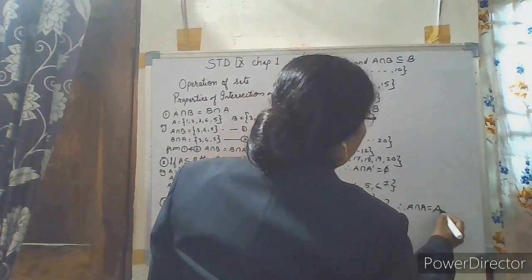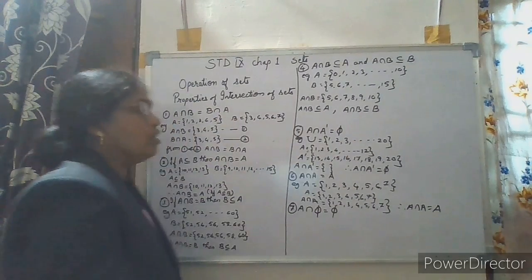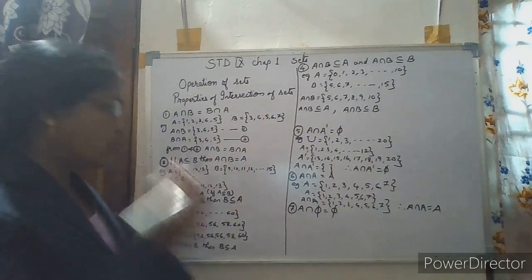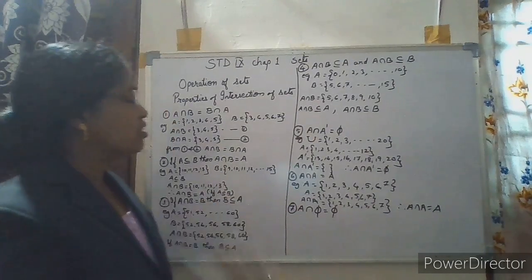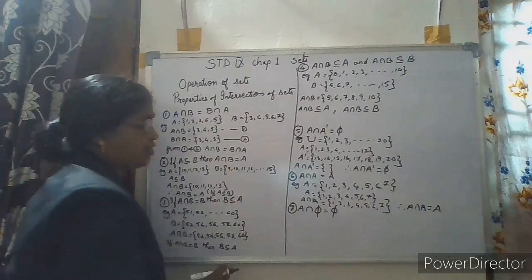B intersection B is equal to set B. C intersection C is equal to set C. D intersection D is equal to set D.